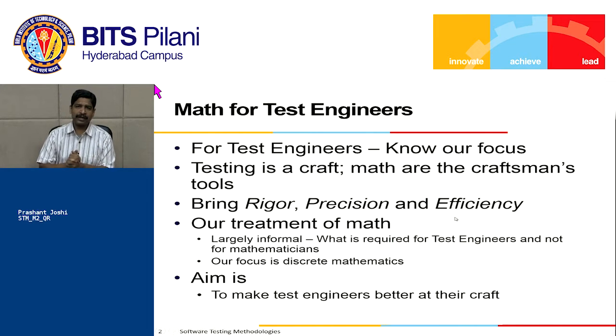What does mathematics do for us? It brings in rigor, precision, and efficiency. These are the three things that we would want to look at. So let's see how we could make our craftsman, the test engineer, better at his craft.